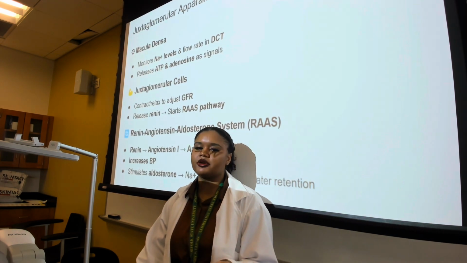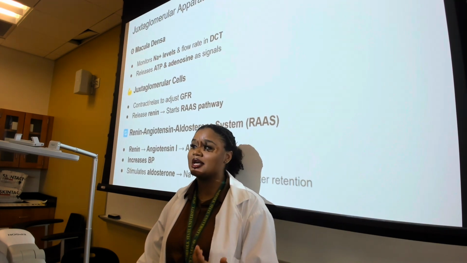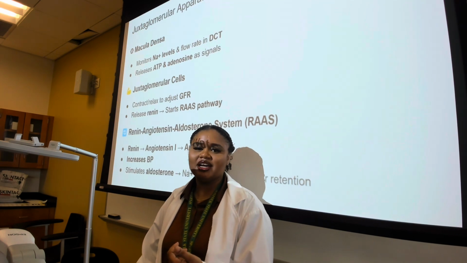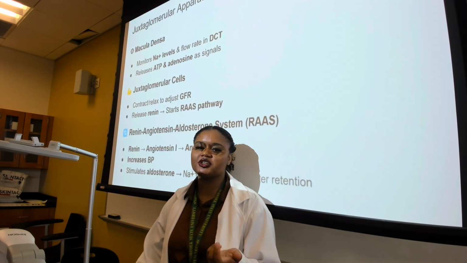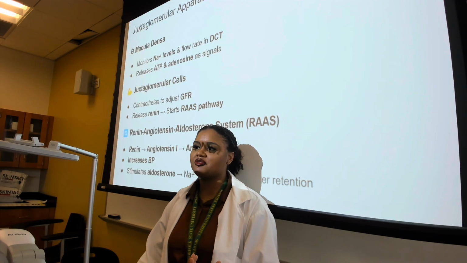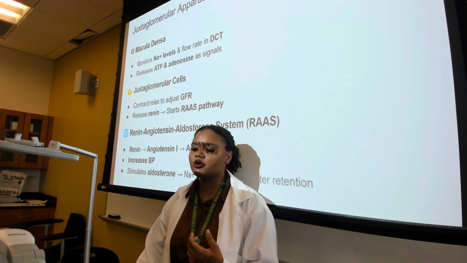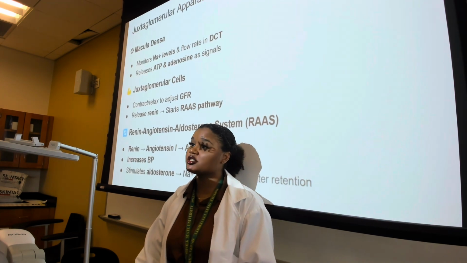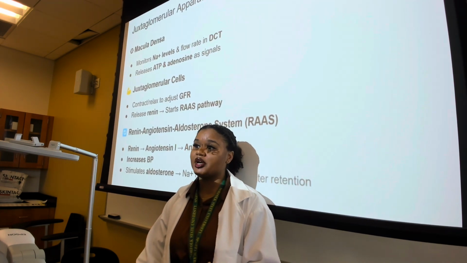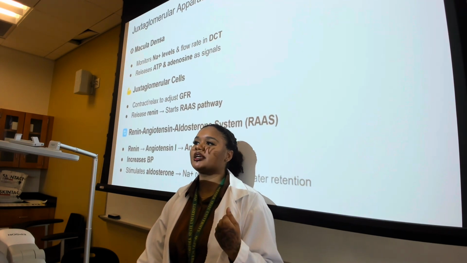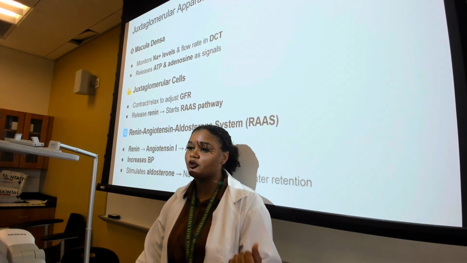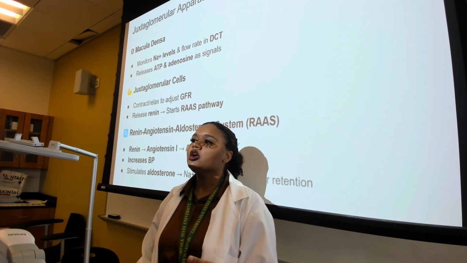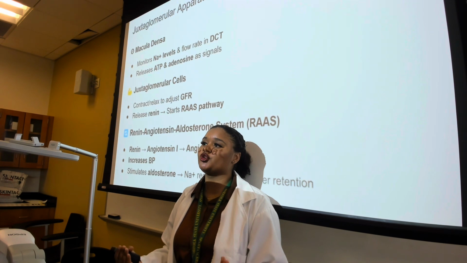And also your juxtaglomerular cells will release renin. That starts the RAAS pathway, which is the renin-angiotensin-aldosterone system, okay? And the renin-angiotensin-aldosterone system is a cascade of events where renin is released to promote angiotensin 1, that then converts to angiotensin 2 to release aldosterone. And when it releases aldosterone, that is what reabsorbs sodium. And like I said, water follows sodium. So if we reabsorb the sodium in your filtrate, you're also reabsorbing water. So what that means is aldosterone actually increases your blood pressure.